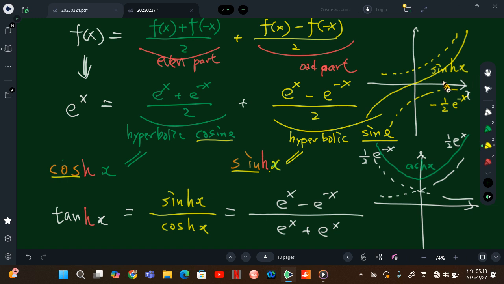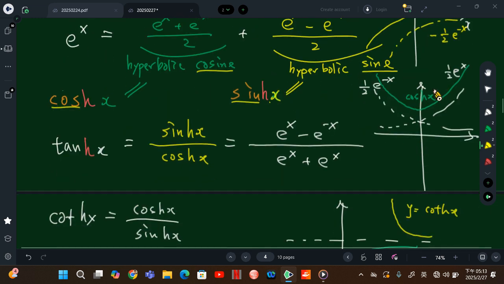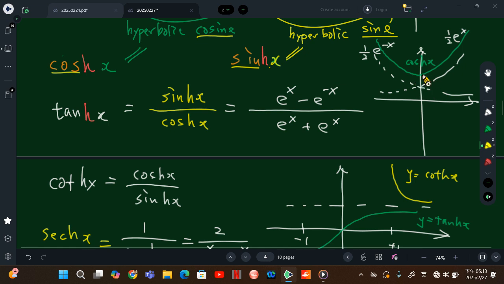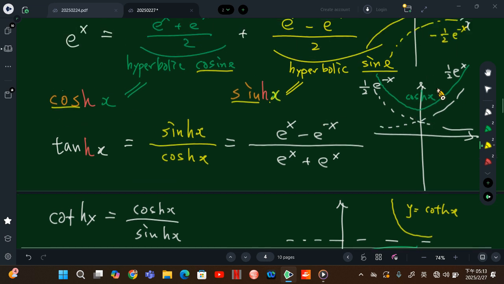Hyperbolic sine function is already 1-to-1, so you don't need to set any restriction on it. Then you can directly get its inverse function. However, just like this one, the hyperbolic cosine function, you can see it's not. If we just follow the original domain, actually it is not a 1-to-1 function. So you need to set some restriction on its domain, then you can have 1-to-1. Then if you have 1-to-1, we can have its inverse function.